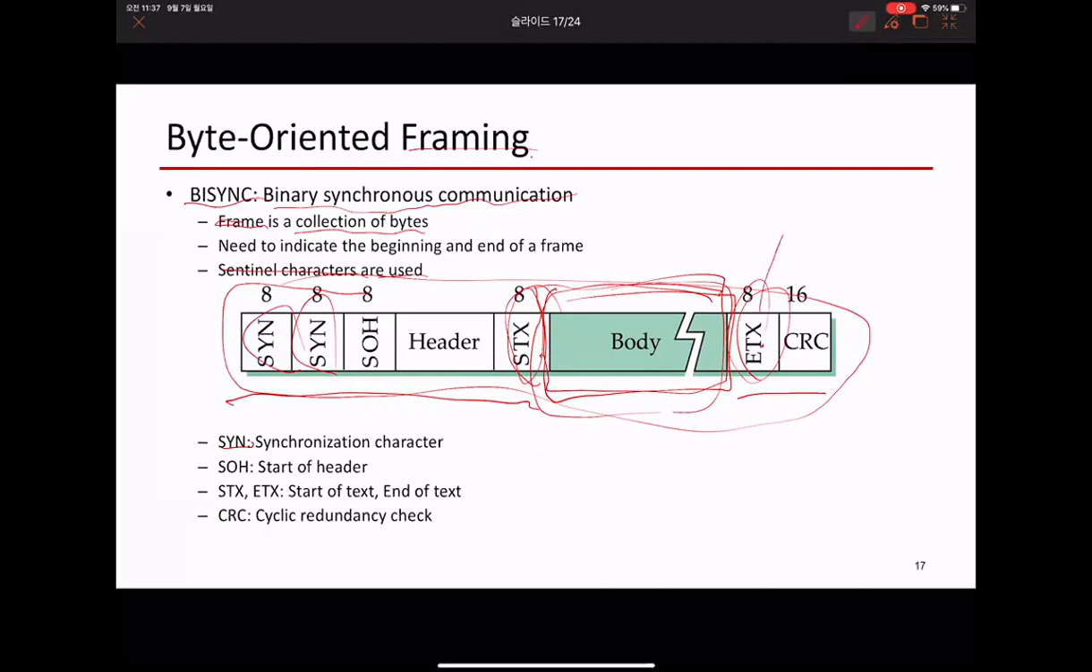So the ETX pattern is 1011, let's say something like this. Then in the body, maybe the 1011 pattern is there. Maybe. Then it ends the communication early. Then CRC gives you an error. Then how can you solve this?